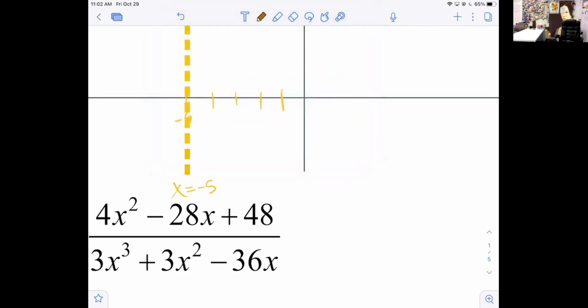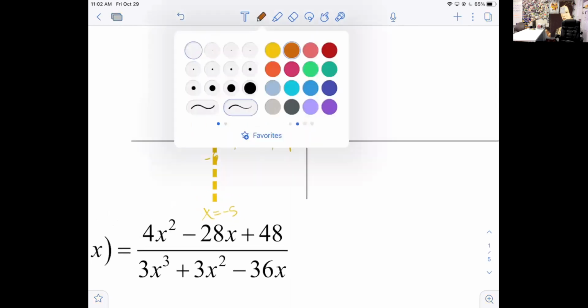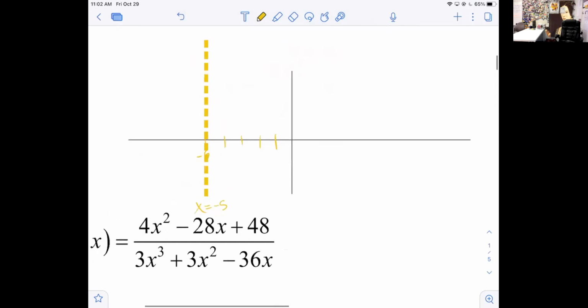I'm switching to burnt orange. I don't think the mustard shows up that well. All right. So anyway, there we go.